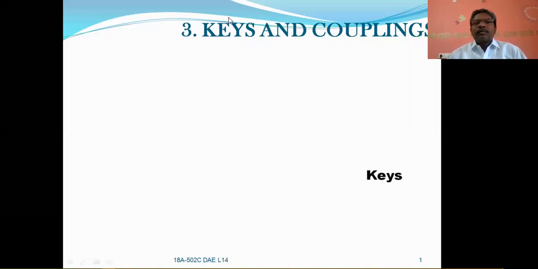Today let us discuss about the chapter keys, couplings. Among keys and couplings, let us discuss about keys today. In this lesson, keys.